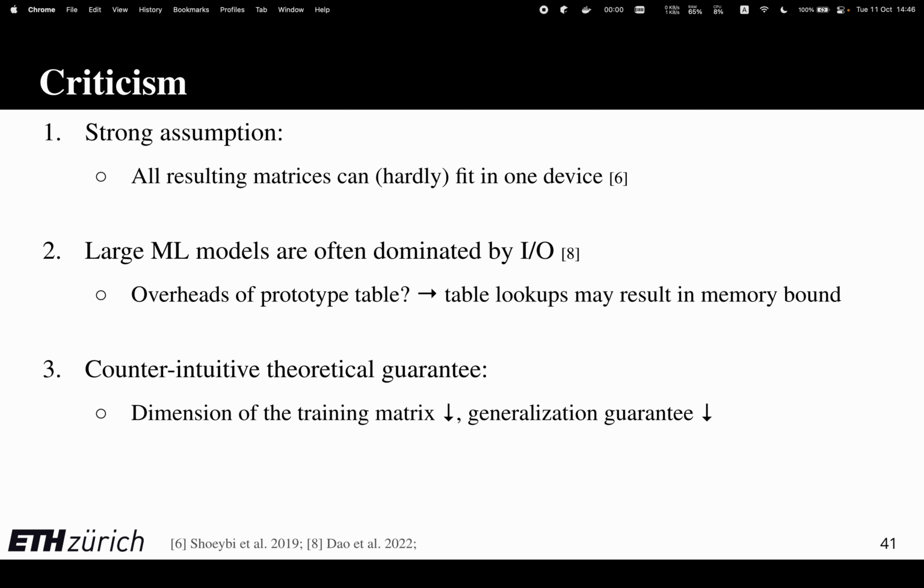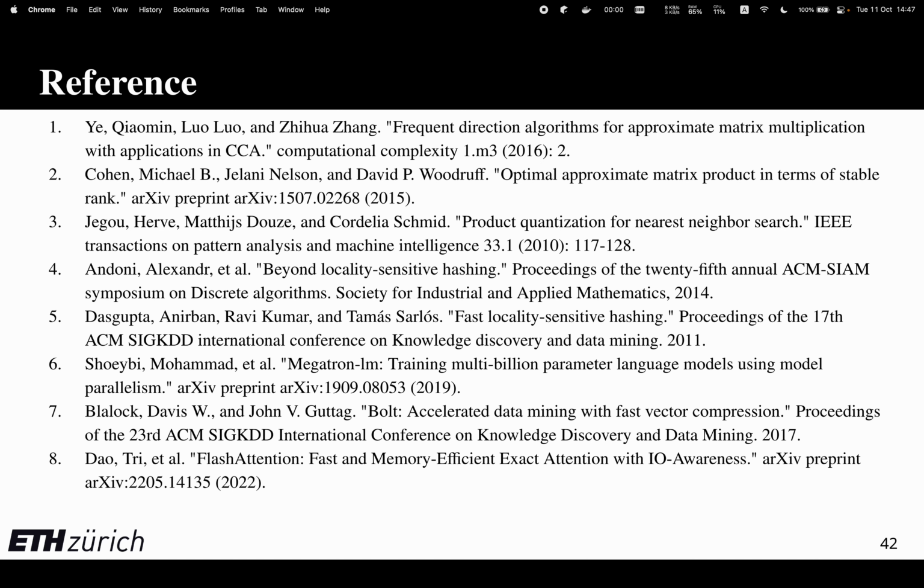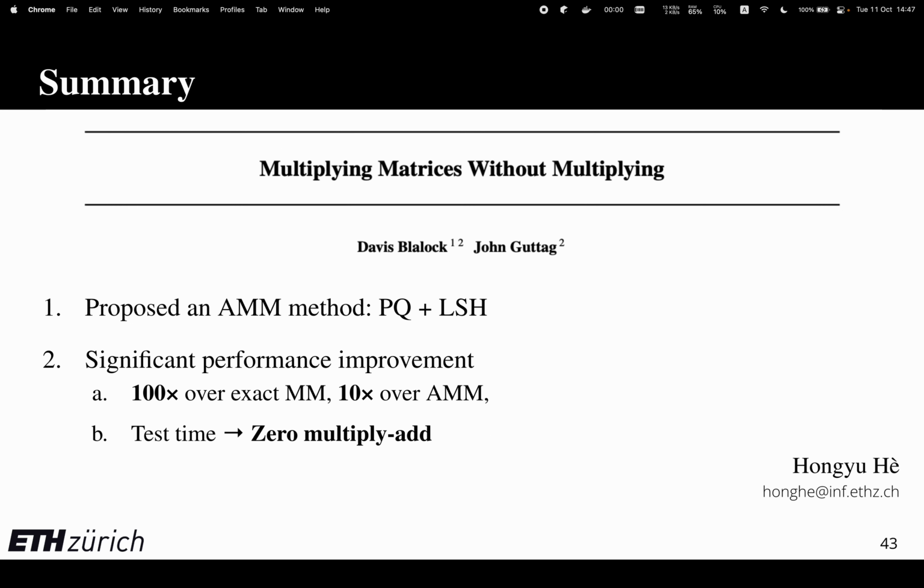And also, after going through the proofs, I found the result is a little bit counterintuitive to me, because as the dimension of the training set gets smaller, the generalization bound gets looser. In my opinion, it should be the exact opposite. But having the theoretical guarantee is already a merit. So with that, thank you very much for your attention, and I'd like to take any further questions.